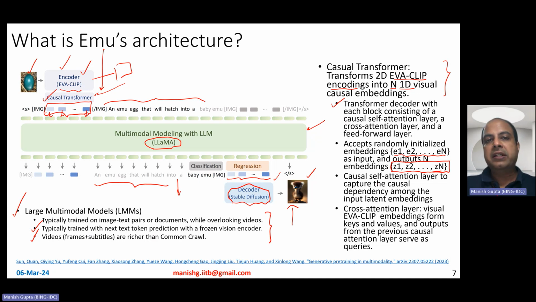The causal self-attention layer actually captures the causal dependency among the input latent embeddings. So it's basically a transformer decoder. So that's the causal part of the causal transformer. And then it also has a cross attention.